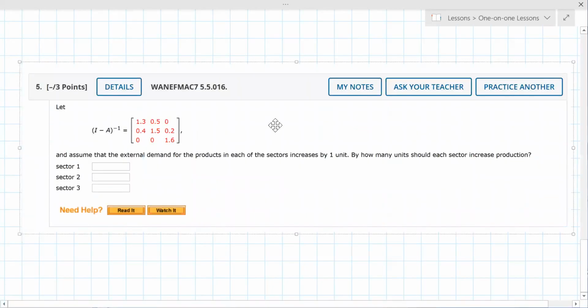Just waiting for WebAssign to load. Okay, it's loading back. 5.5. All right. Yeah, there are 5 questions. The one that you were just asking me about is number 5. So let me do that. The other ones are different than this, but we'll see here.